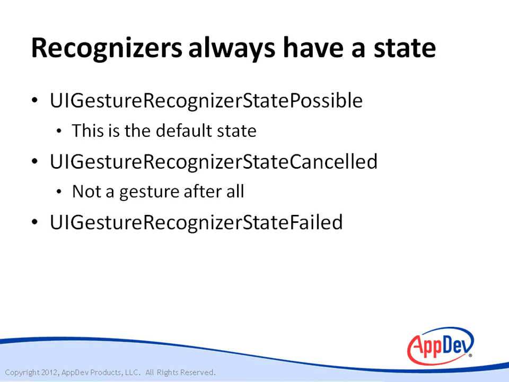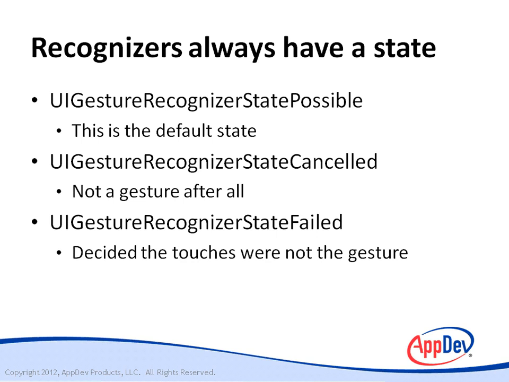The next possible one is it failed. And failure, it makes it sound as though it's worse than it is. What this means is it decided that the touches that the user just made were not the gesture. So for example, if you have a rotation recognizer and the user taps twice on the screen, the rotation recognizer will fail. And that just means it decided that's not a gesture that it's interested in.